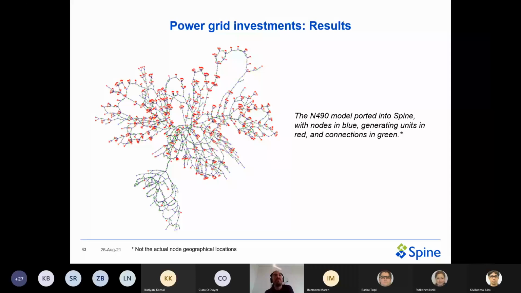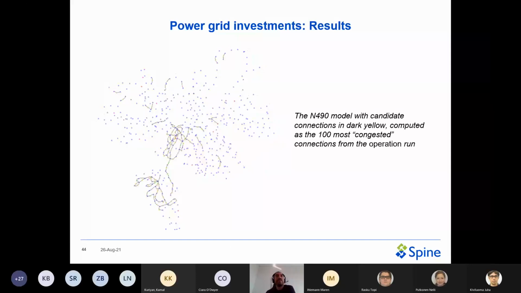These are not the actual geographical locations. This is just something that optimizes the placement of the vertices, so you can see as clear as possible. And then this is what happens when we select candidate lines. These are in yellow here.